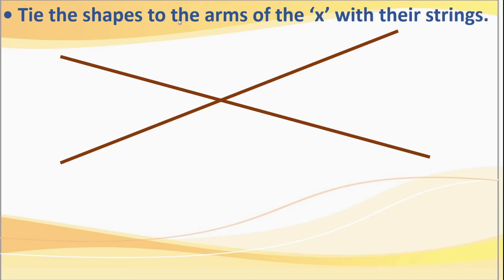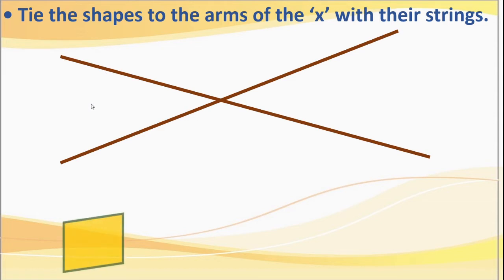Tie the shapes to the arms of the X with their strings. Here these are arms, the arms of the X. This is arms of the X, isn't it? These are two sticks. We have tied them like X. And here what we have to do now? We have to tie the shapes.